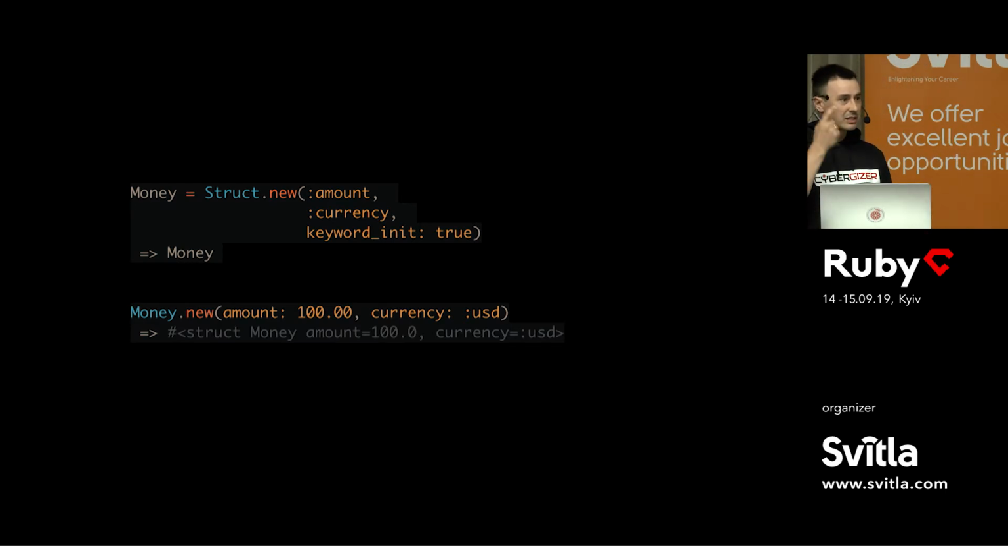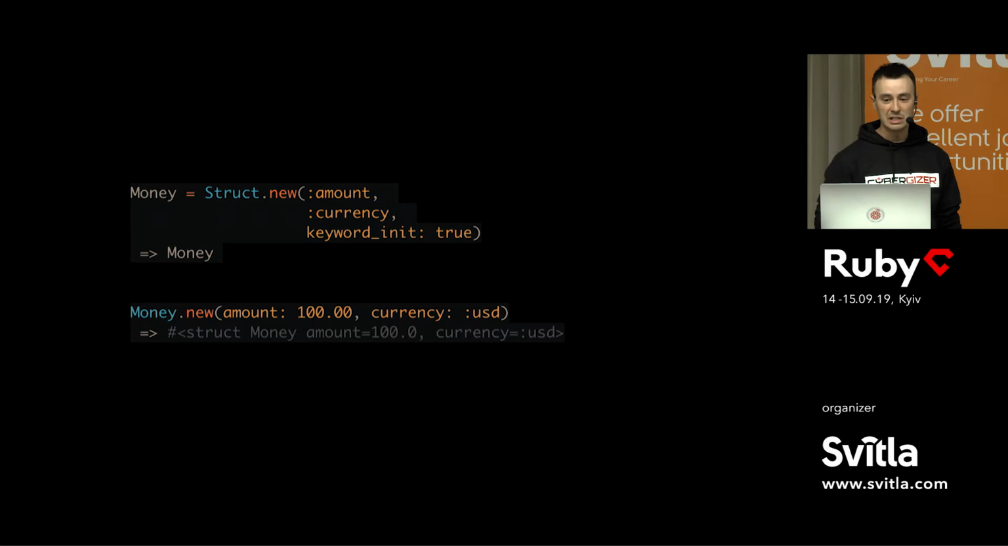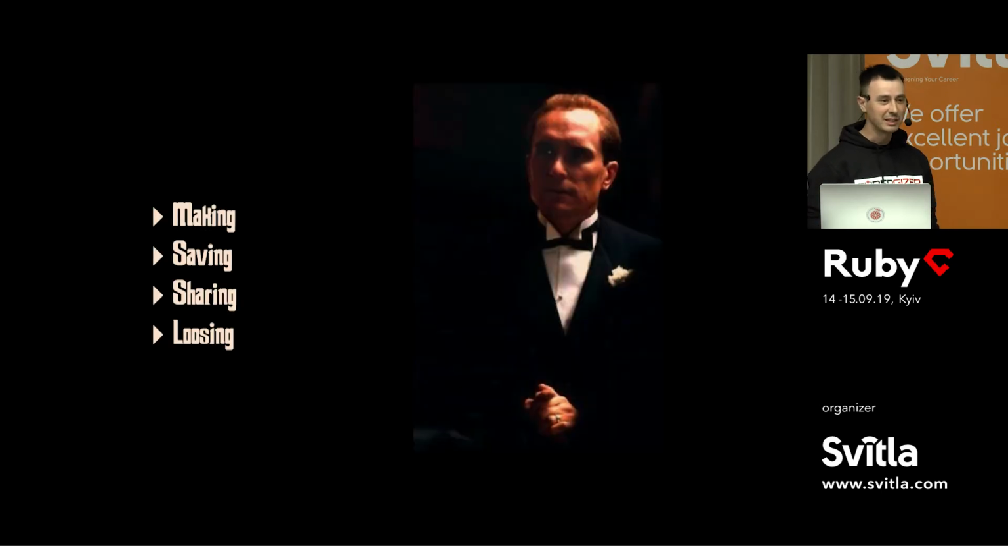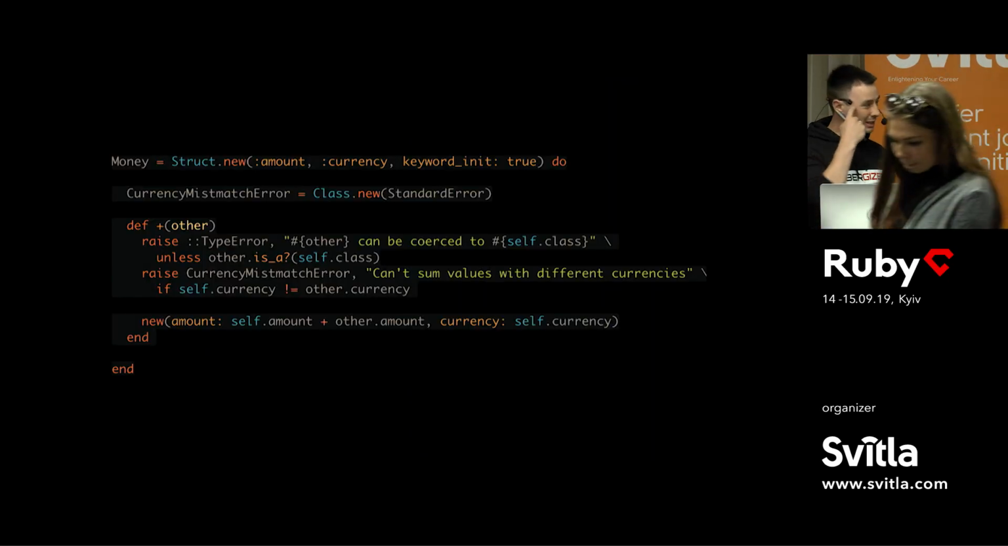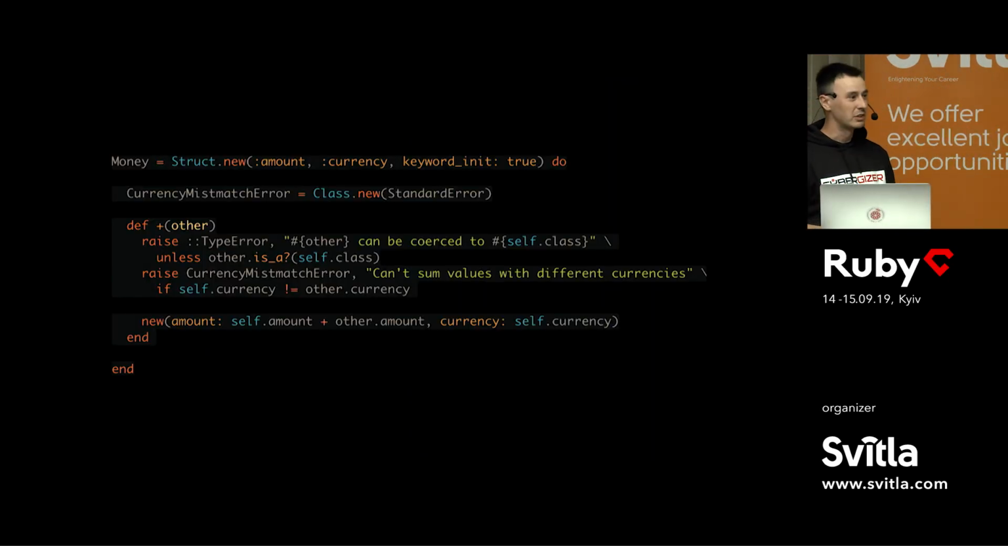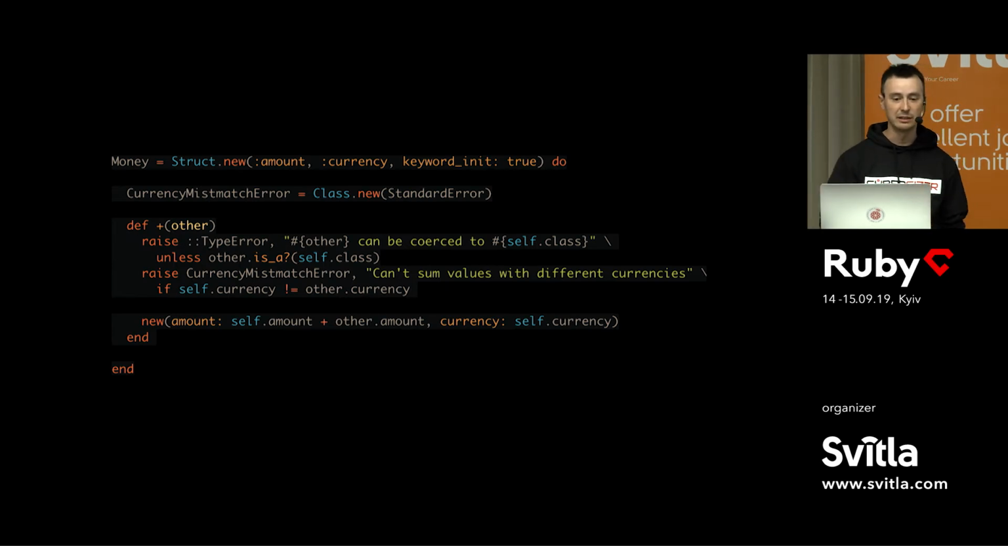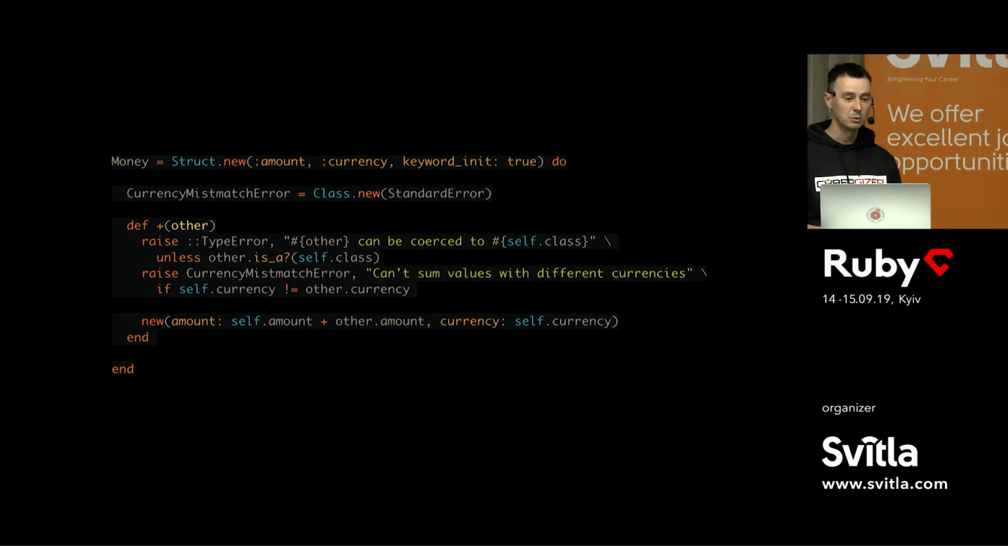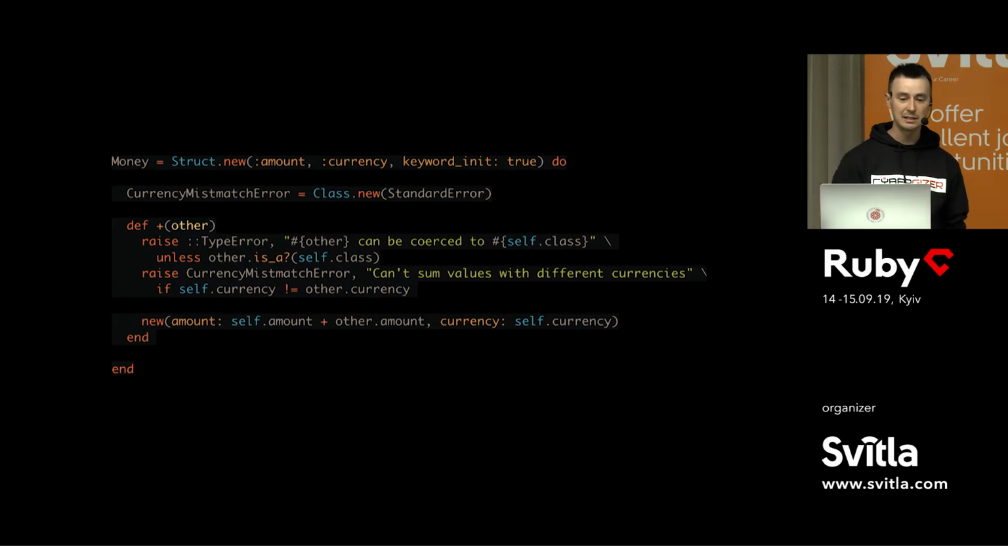So let's think what kind of operations we can do with money. The obvious answer would be making money, saving money, sharing money, and losing money, of course. Okay, just kidding. What I'm talking about is math operations. For example, plus. I've extended my money struct with the method plus. I added two type checks.